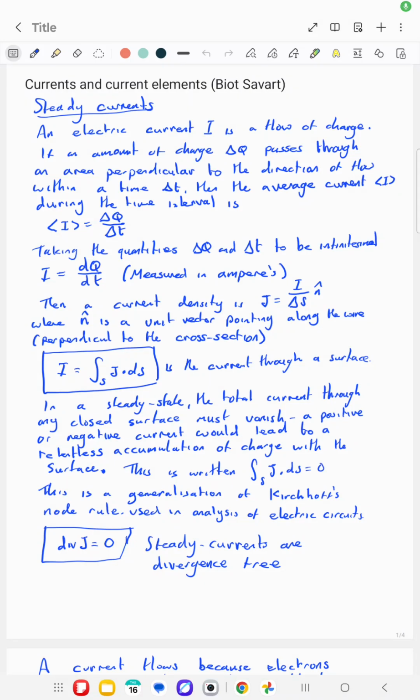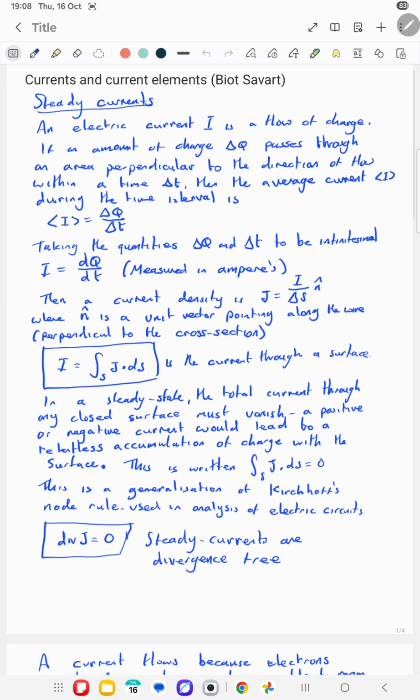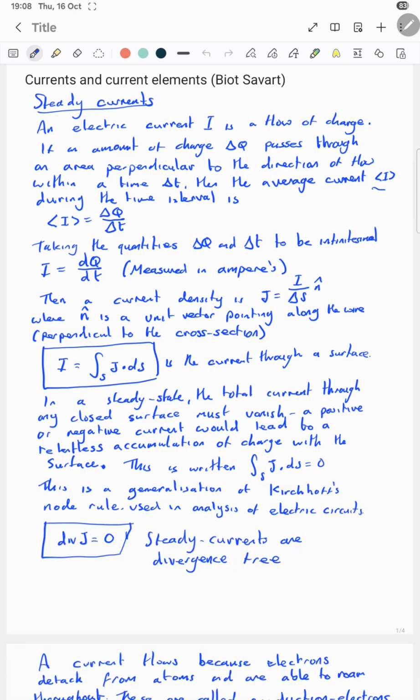Now let's crack straight on with currents and charges and get to Biot-Savart's law, where steady currents, an electric current I, is a flow of charge. If an amount of charge delta Q passes through an area perpendicular to the direction of flow within a time delta t, then the average current I is delta Q over delta t, which is charge over time.